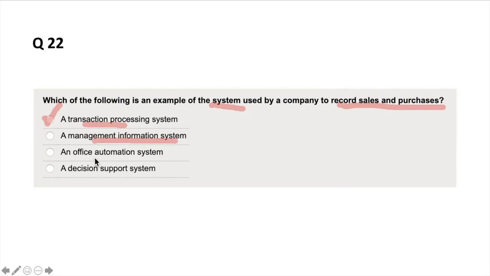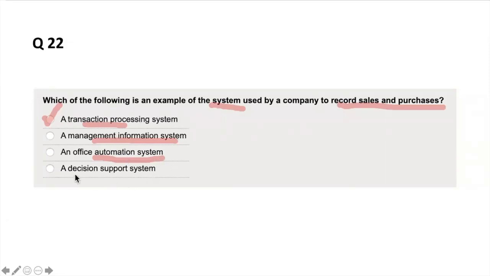An office automation system could be word processing, spreadsheets, or whatever. So that's not the answer. That doesn't record sales and purchases. You're using the system, of course, for different reasons, but that's not as good as a transaction processing system.